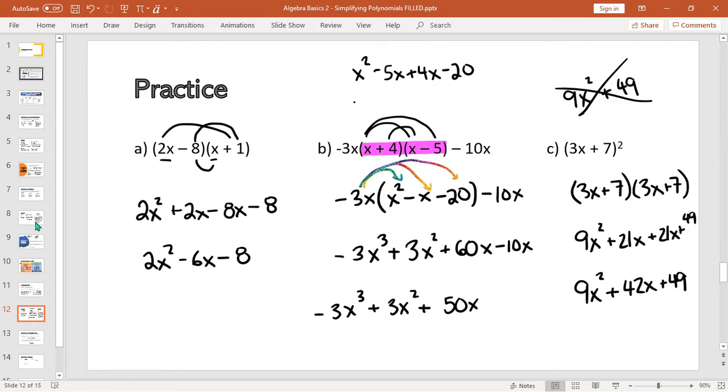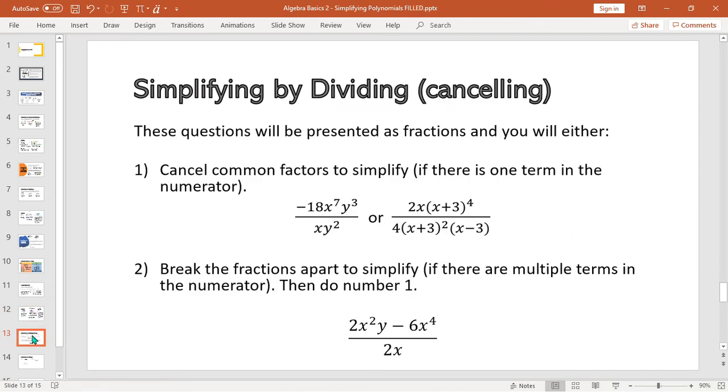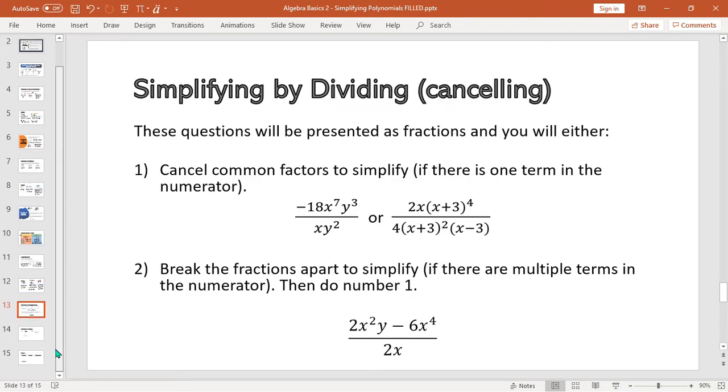All right, last topic, simplifying by dividing. So when you get these questions, they come to you as fractions, and you'll either cancel common factors to simplify, which is kind of like our exponent law stuff. And that happens when you only have one term. So this mess here is one term. This mess is one term. So this is just going to be canceling or exponent laws or whatever you want to call it.